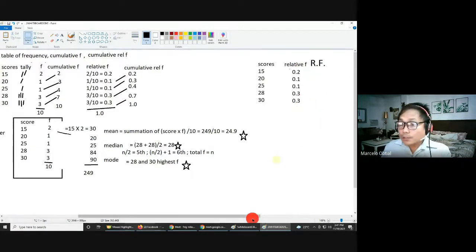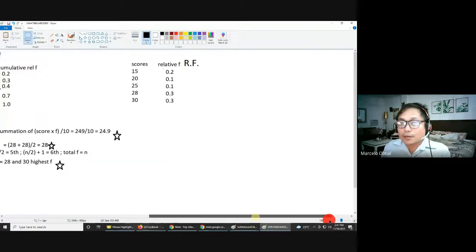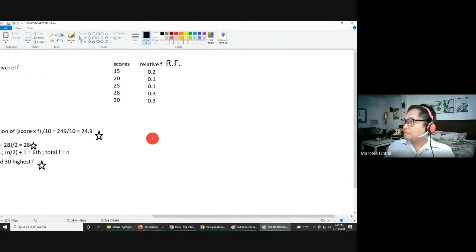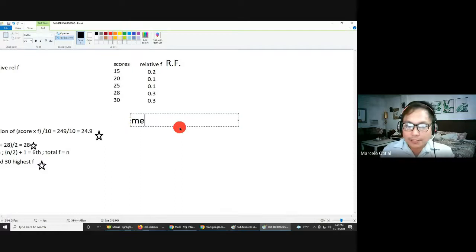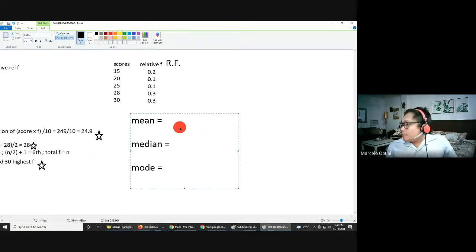Okay. The question now, can you solve the mean, median, saka mode? Anybody would like to try for the mean, median, saka mode? How to solve for the mean, median, in mode? Anybody, class? Gusto nyo mag-recite to participate? Wala? Any hand? Please raise your hand. Wala. Okay.